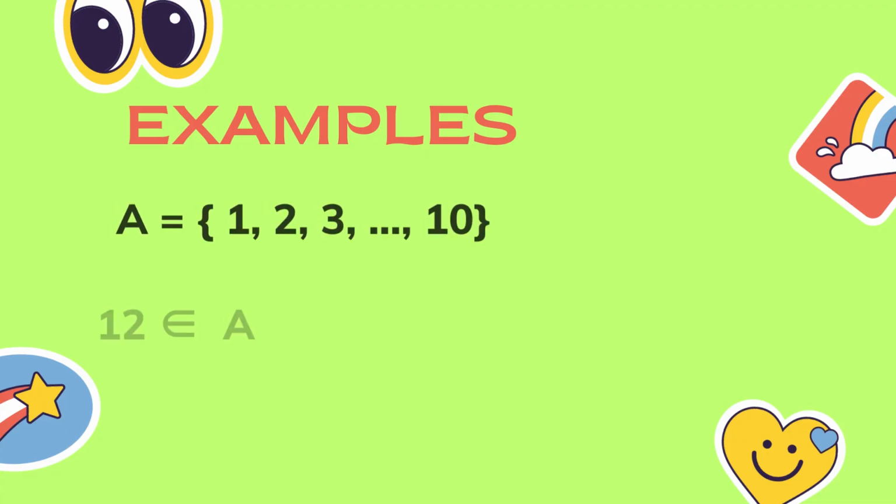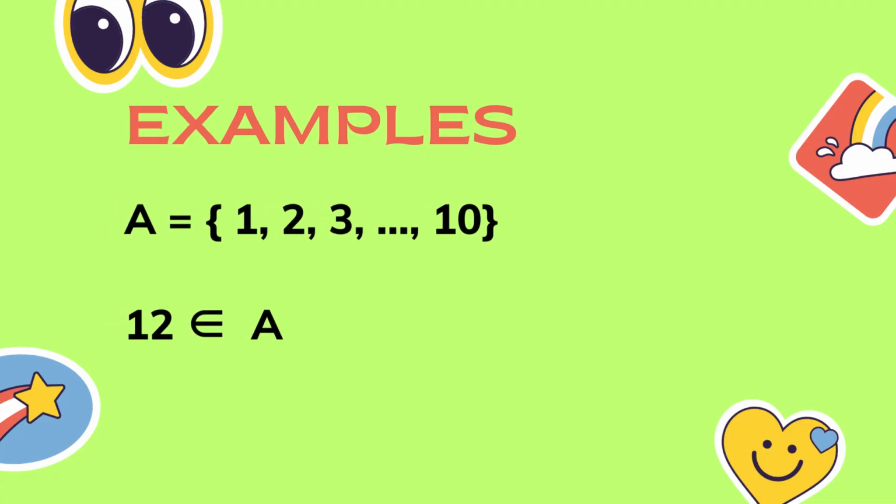Moving on. Is 12 an element of set A? The answer is false. Why? Because the element 12 is beyond the universal set, which is A in this case, and 12 is not present within the range. So hence the answer is false.